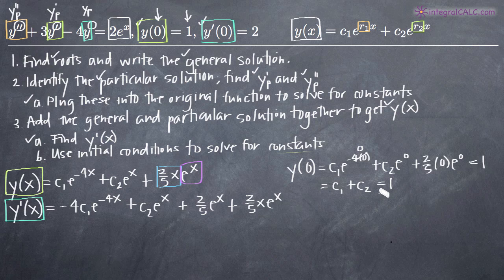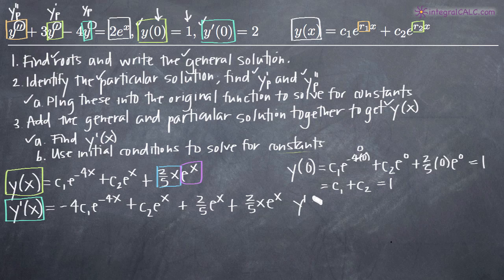Now, in order to solve for c sub 1 and c sub 2, we need a second equation. So we're going to use our second initial condition, and once we get an equation with just c sub 1 and c sub 2, we'll solve using simultaneous equations.